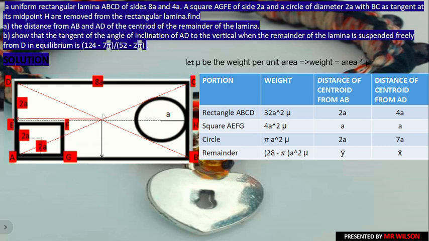Okay, from the question, we know that the circle has diameter 2A with BC as tangent at its midpoint H. So this point H here is at the midpoint of the line BC. So at the midpoint, we can draw a line from H to the other end. It will be passing at the center of our rectangle. Okay, so the center of the circle lies on the same line with the center of the rectangle.